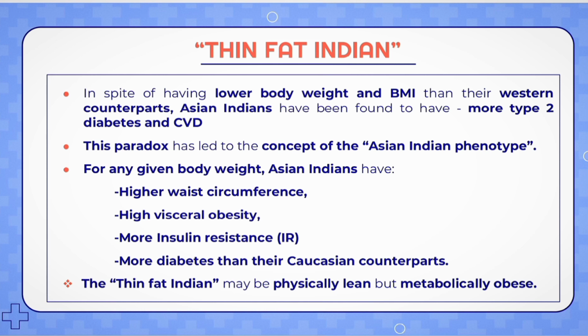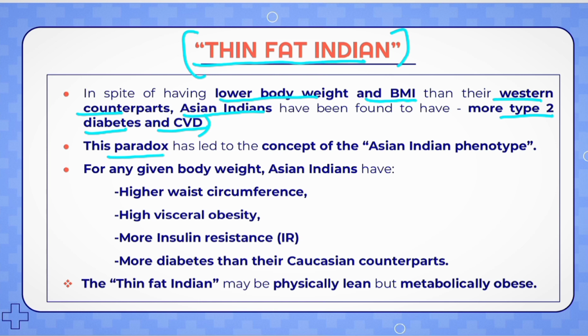There is a concept known as thin fat Indian, and this is based upon a paradox. As per this paradox, Asian Indians have higher chances to develop type 2 diabetes as well as cardiovascular diseases as compared to their Western counterparts. However, these Asian Indians have lower body weight and a low level of BMI as compared to their Western counterparts.